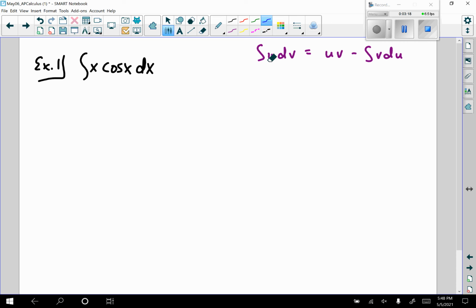So what I need to represent here is I need something to be u, and then I need something to be dv. We usually want to let u equal something that's going to have a very simple derivative. So in this case, let's just start with x. Let's let u equal x. That means dv is going to equal the rest of it. So again, this is the u, then this whole thing will be the dv, cosine x dx. So what I want to do with the u is take the derivative. So we'll have du equals dx.